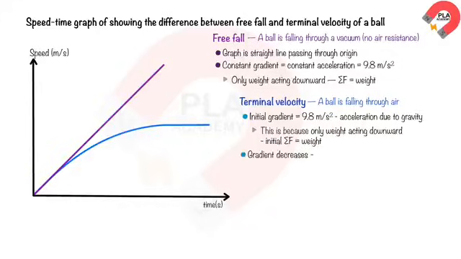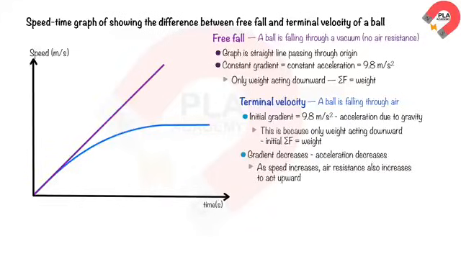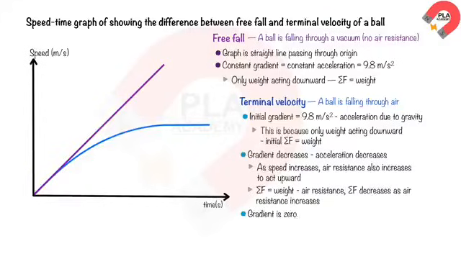Over time, the decreasing gradient of the graph shows that the acceleration of the ball decreases. This is because as the ball falls faster, air resistance also increases. This air resistance acts in the upward direction, opposing the weight. So, the resultant force, the weight minus the air resistance, becomes smaller as air resistance increases.